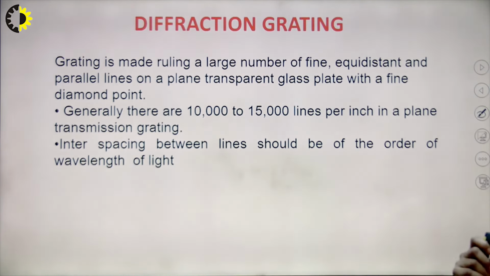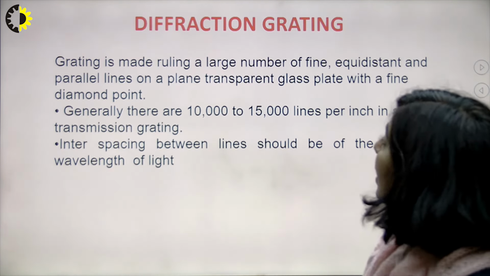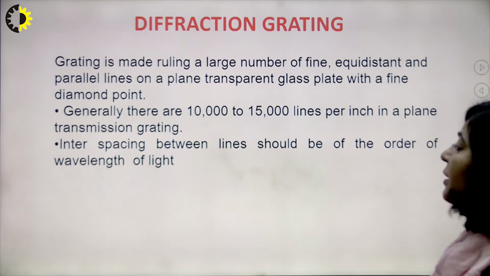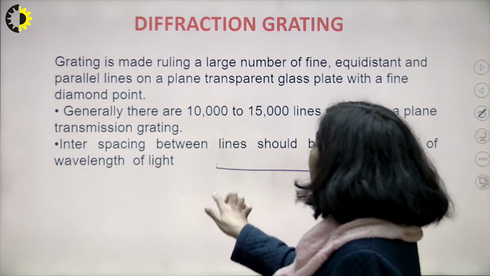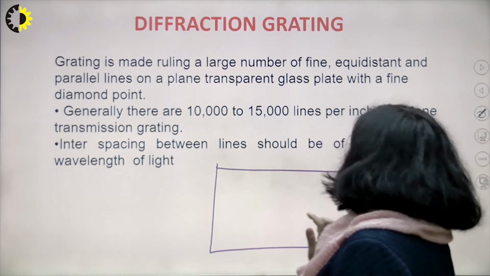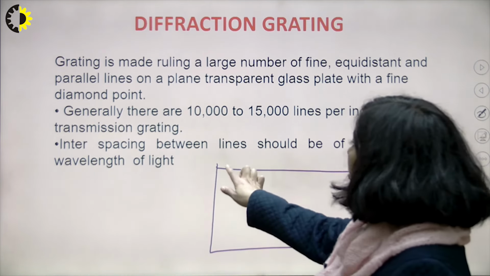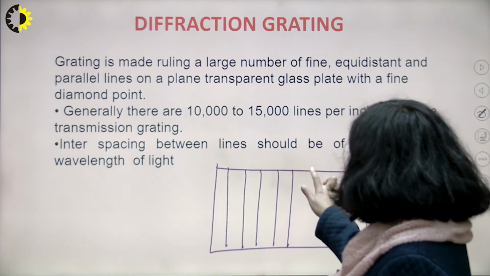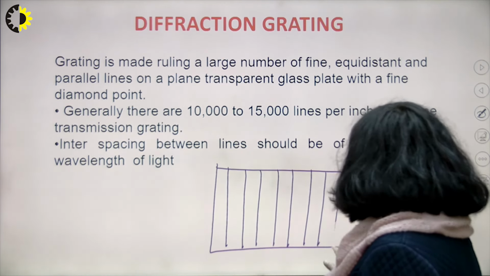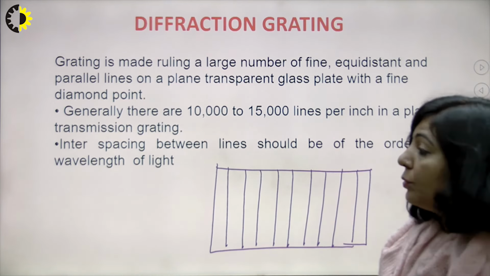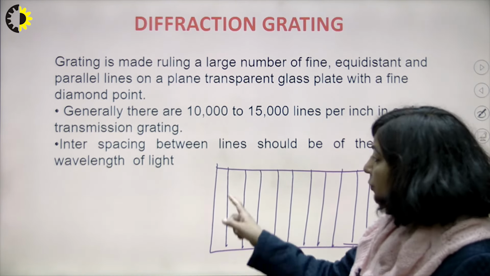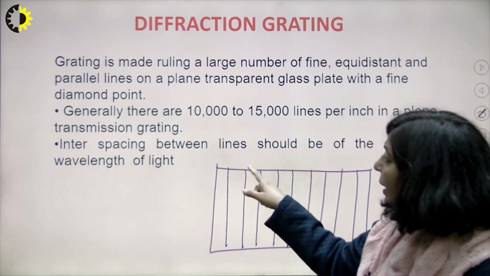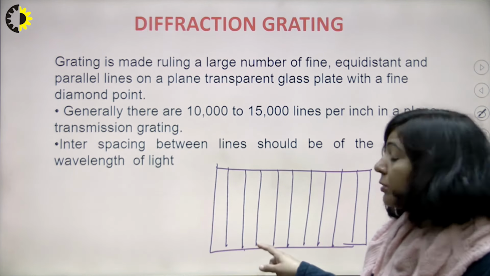So grating is ruling a large number of fine equidistant and parallel lines on a plain transparent glass plate. So what is the meaning of this? So basically you have a plain glass plate, and over this plain glass plate you have a large number of lines. So these lines are drawn over this plain glass plate, and basically the light will not pass through that particular point where the line is drawn. So light is not going to pass through this particular point, light will not pass through this point, light will not pass through this point.